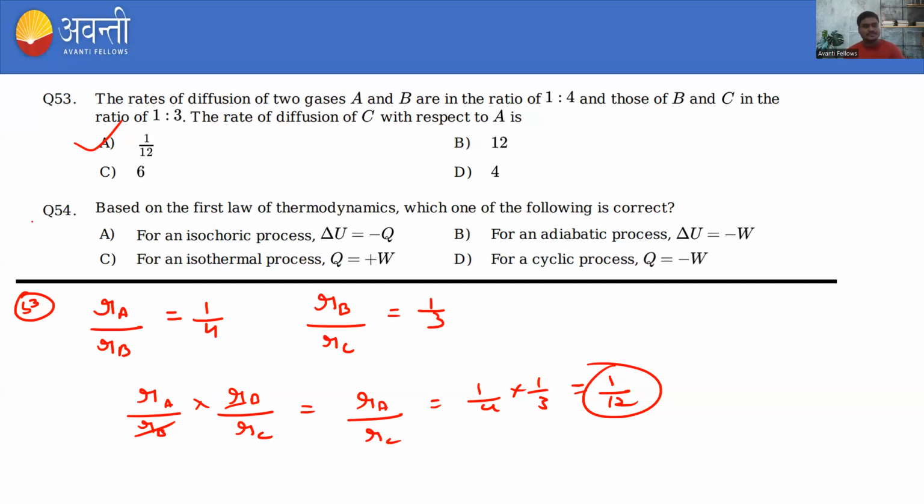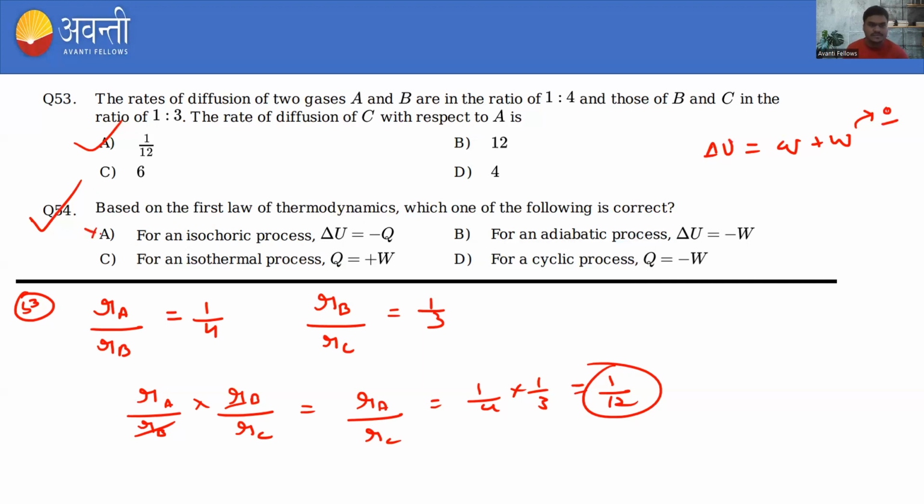Now let's move to thermodynamics. Based on the first law of thermodynamics, which one of the following is correct? You have to identify the correct one. For an isochoric process, delta U is equal to minus Q. Is that true? Let me write the first law: delta U is delta Q plus W. For the isochoric process, W is equal to 0, so delta U is supposed to be equal to delta Q.